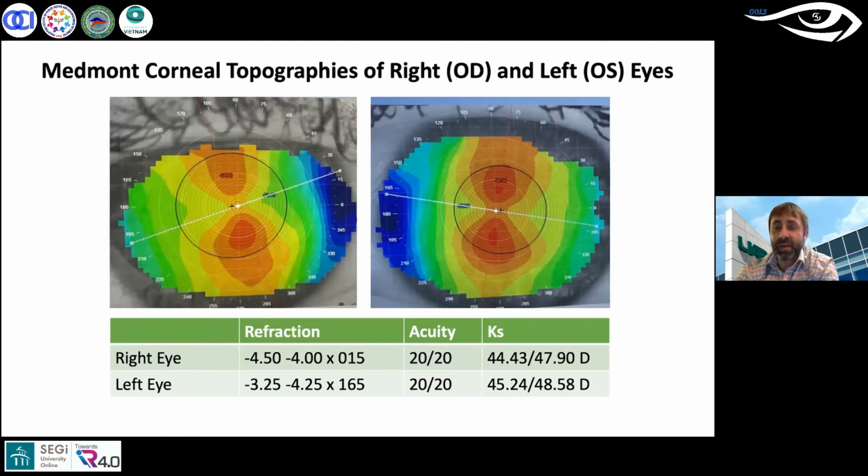We knew this patient had a complex contact lens history. She was wearing bitoric lenses and piggyback lenses. Just for the students, for your knowledge, a piggyback lens is where you have a hard lens on top of a soft lens, and that sometimes helps with comfort.